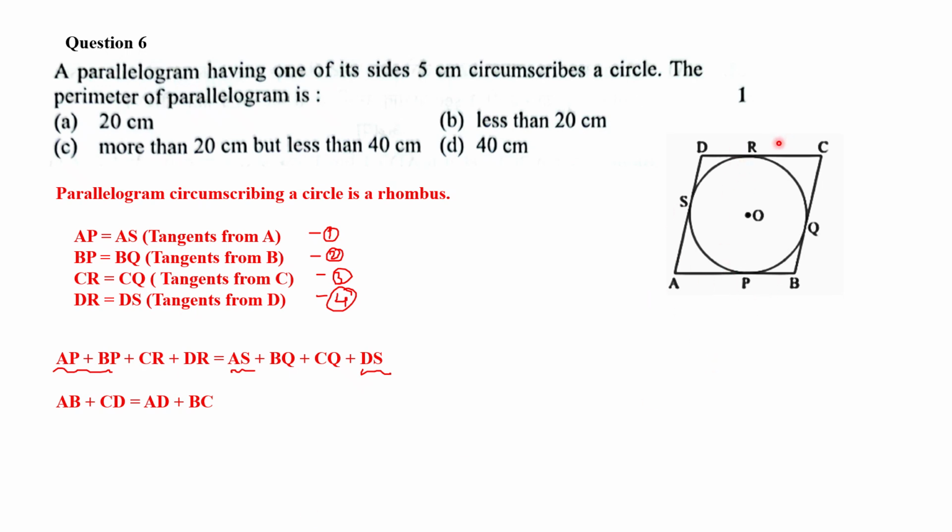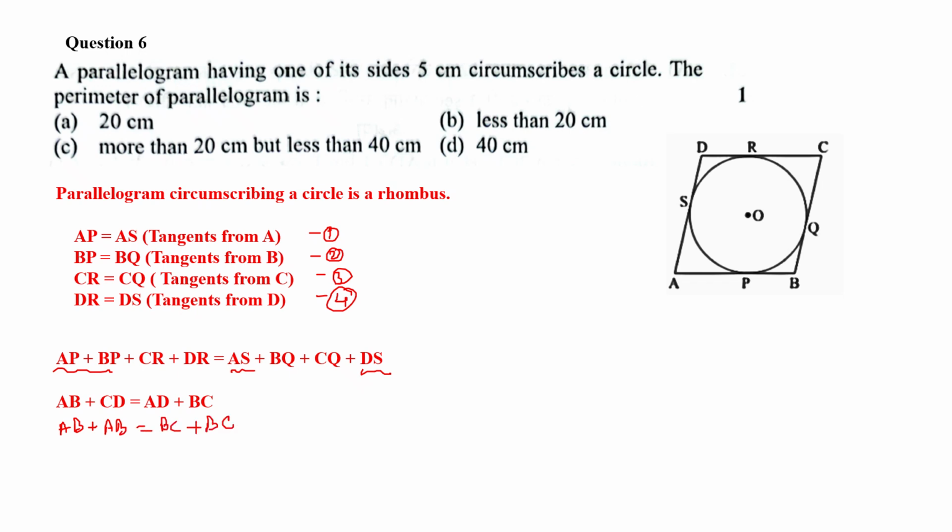Now, as it is given as a parallelogram, we know that in a parallelogram opposite sides are equal. So can I write CD also equal to AB here? And AD and BC are equal. So AD also I can write with BC. So from here I can write AB plus AB is equal to BC plus BC.